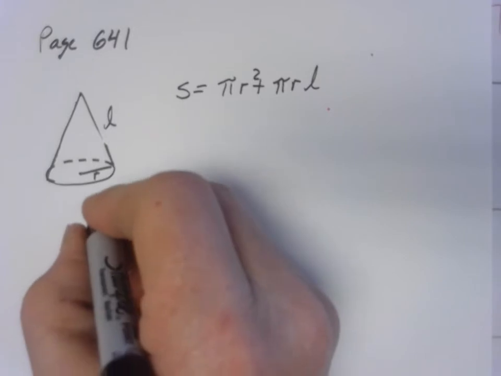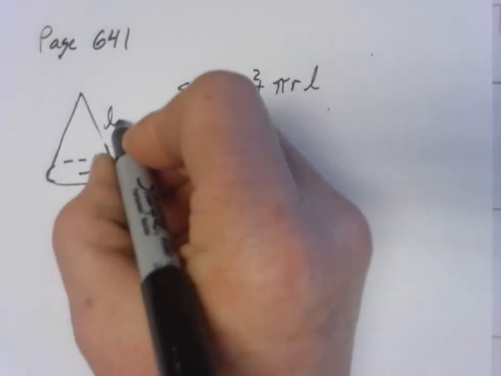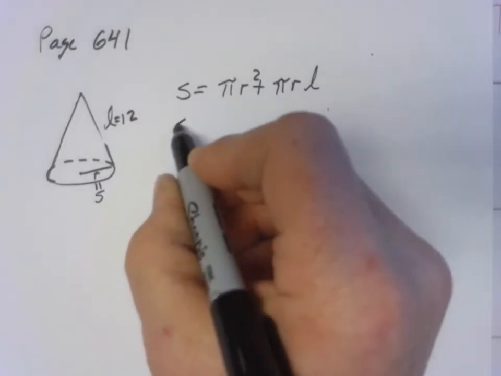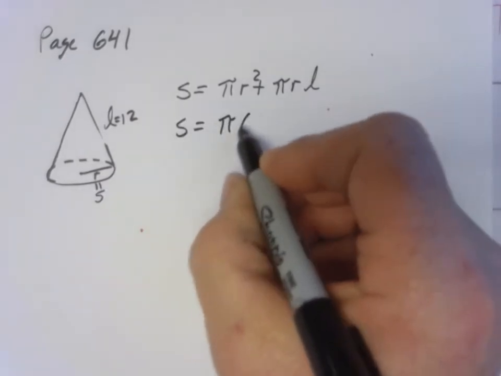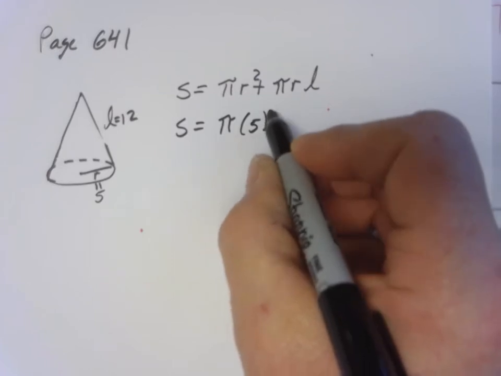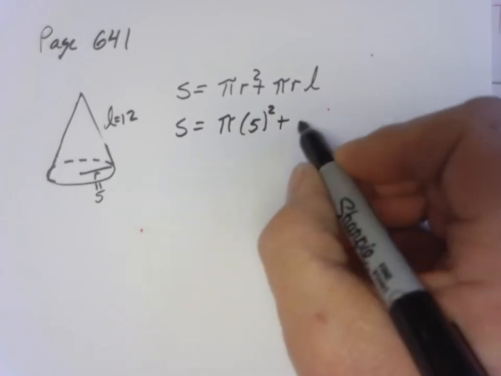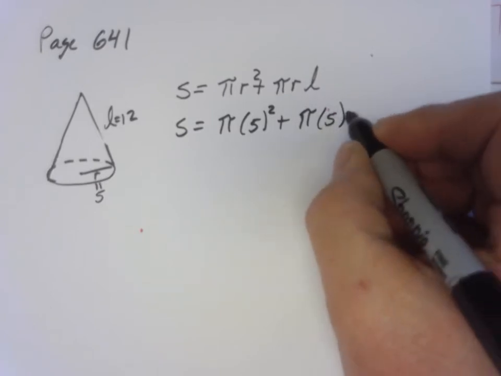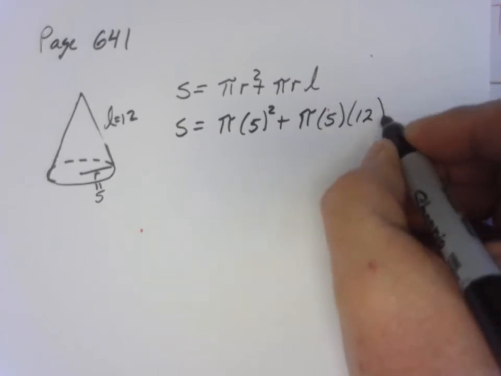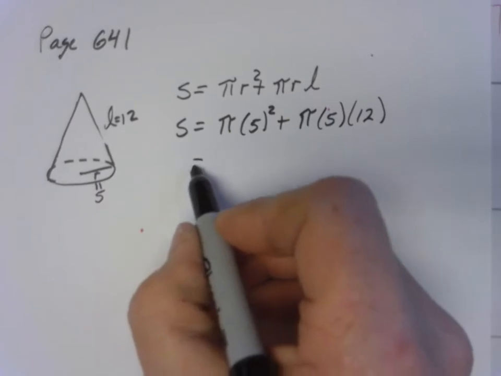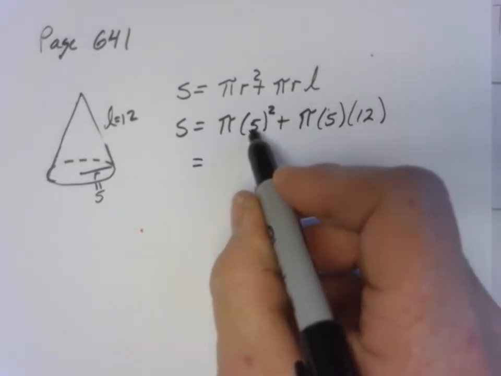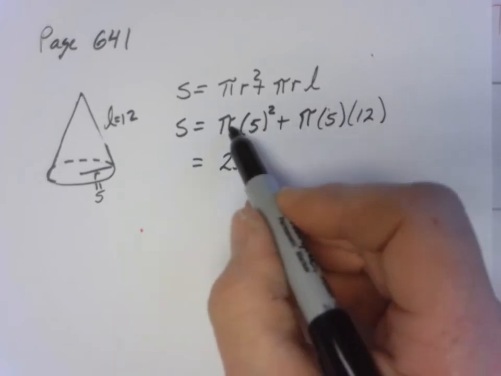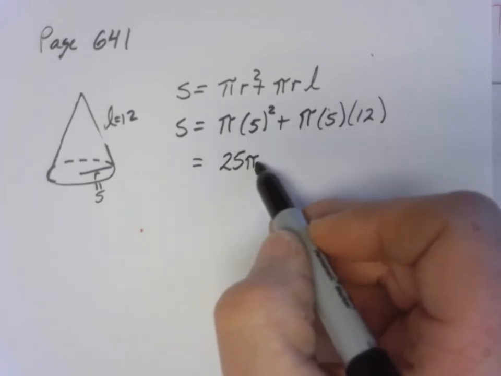So if our radius is 5 and our slant height is 12, we can work this out. Pi times 5 squared plus pi times the radius times the slant height, and we end up with 25 times pi. That's the correct way to write it. We're using pi like it's a variable, so we want to write it second.